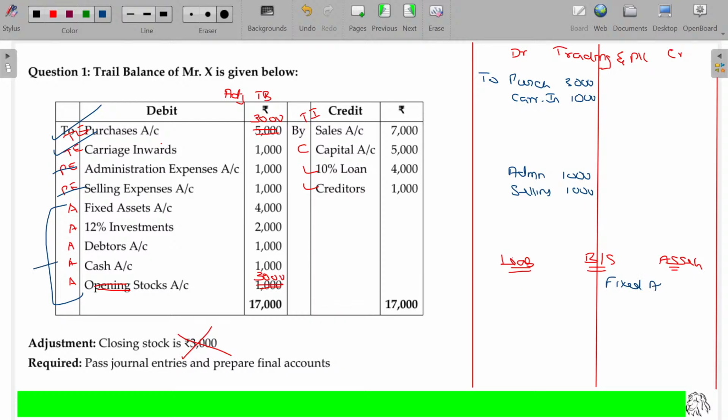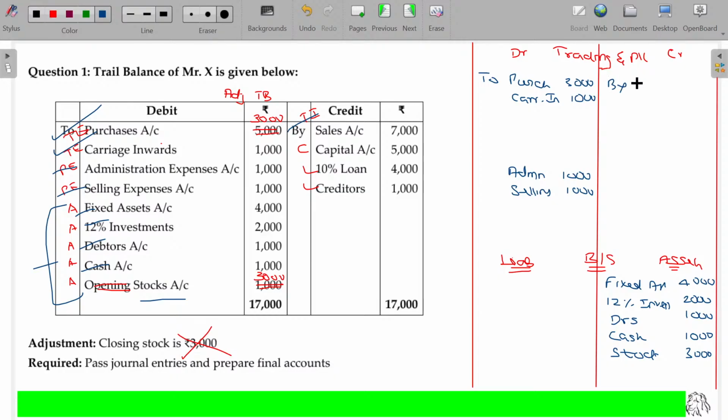Fixed asset 4000, 12% investment 2000, debtors 1000, cash 1000, and stock 3000. Clear? And in credit side, post that value in the credit side.